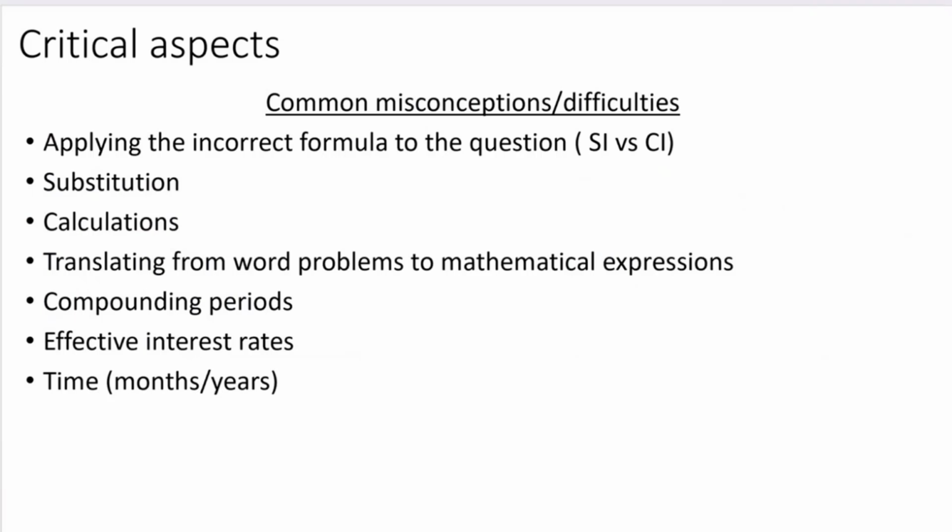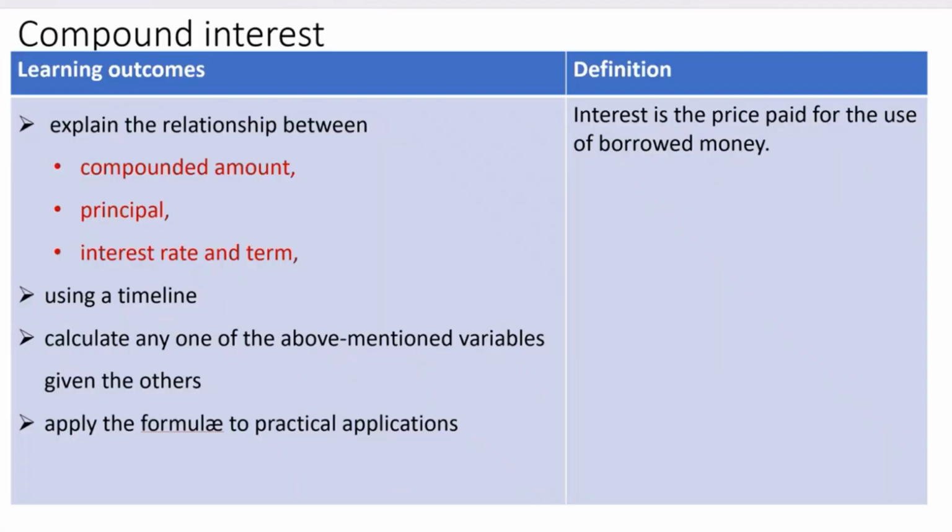So the misconceptions are the same, whereby it is the use of an incorrect formula, it is substitution, it is calculations, it is translating from word problems to mathematical expression, compounding periods, effective interest rate. That's what is problematic about compound interest. So we are going to be looking at compounded amount, principal amount, interest rate, and the time, and use the timeline to break down the stories.